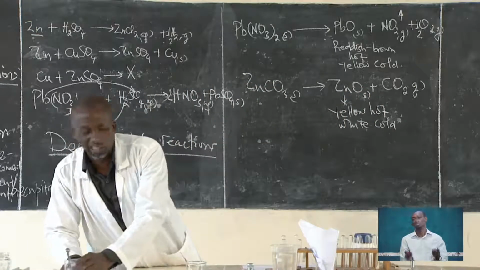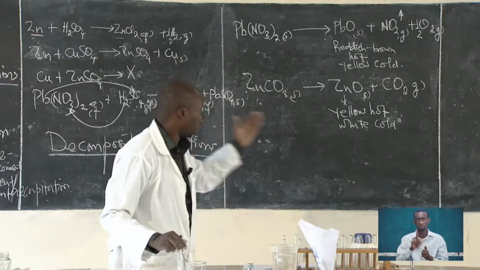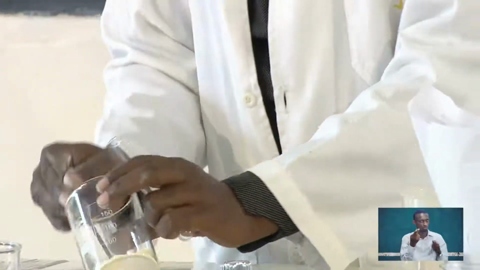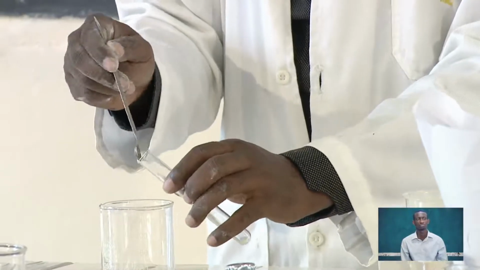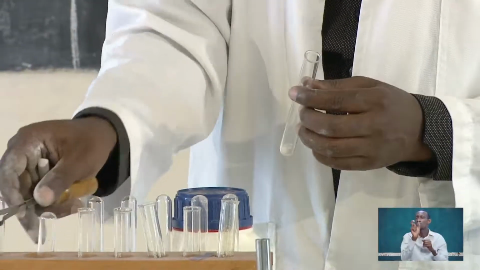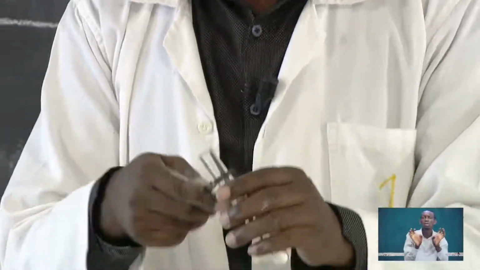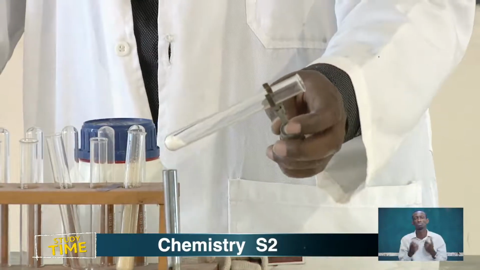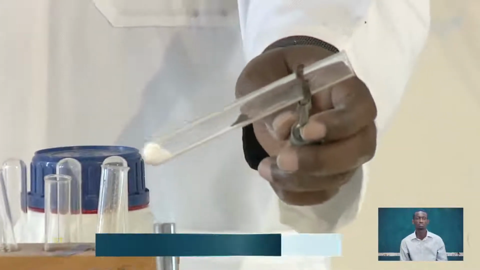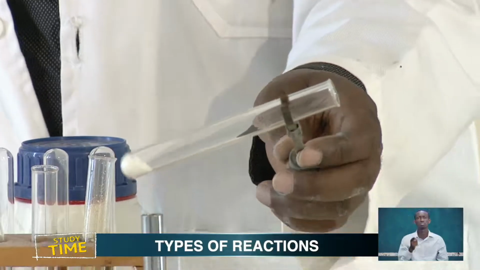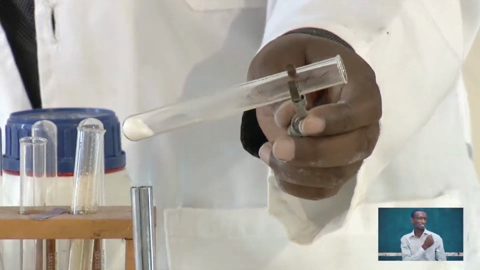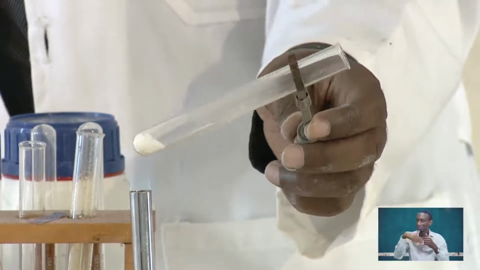Let's also look at the lead carbonate. We have a number of examples of decomposition reactions. At least you'll be able to remember one of them if you are asked to name examples of decomposition reactions. So we are now dealing with lead carbonate. Just take a look at it keenly and patiently to see what is going to happen.